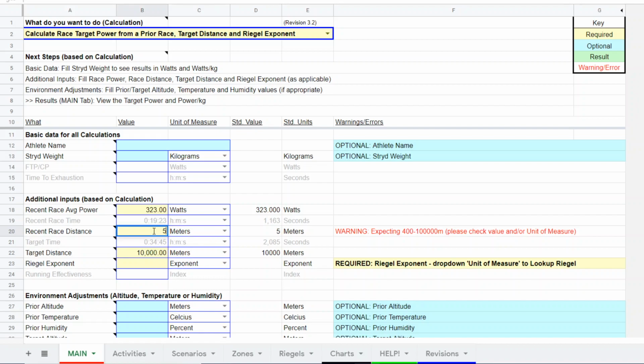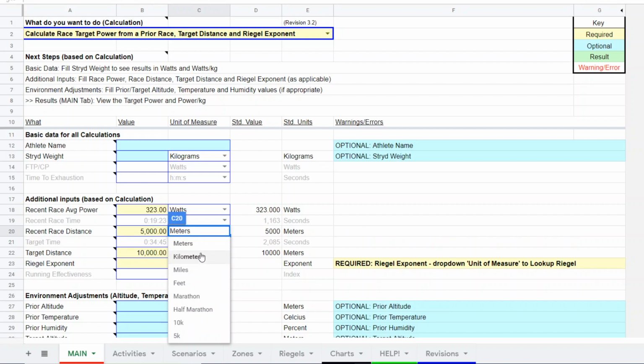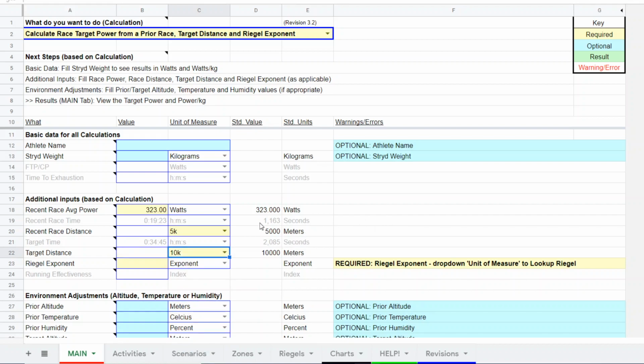Select meters, 5,000. Also notice on this drop down, you can select specific distances. You can select 5K, so I'll do that. 5K, and we'll do 10K. All right, so we've selected those as the race distance and the target distance.